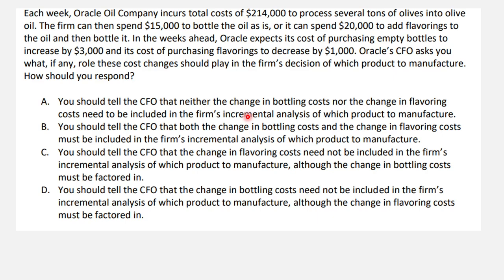Hindi yun magbabago. Ano naman ang magbabago? Ang magbabago, yung flavoring. The flavoring will only be added if you process further. So yung flavoring na yan, it's a differential cost. Remember, for cost to be relevant, it should be incurred in the future and differ among the alternatives. So we will incur them in the future.